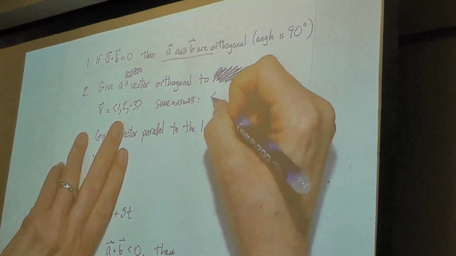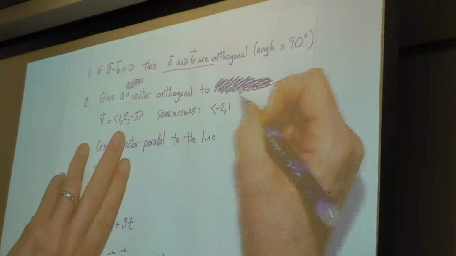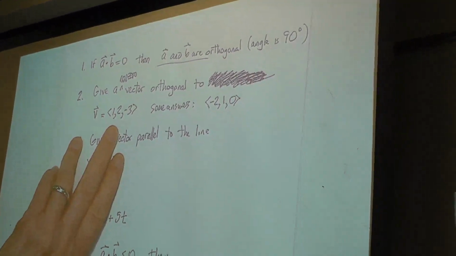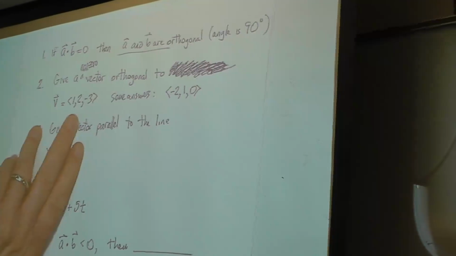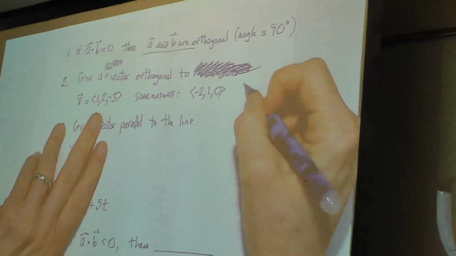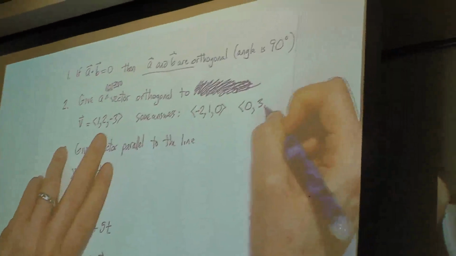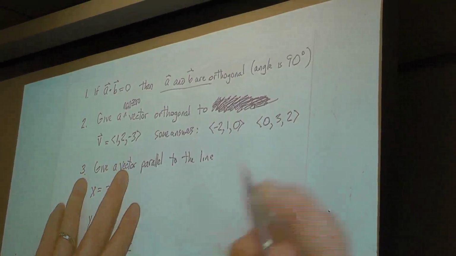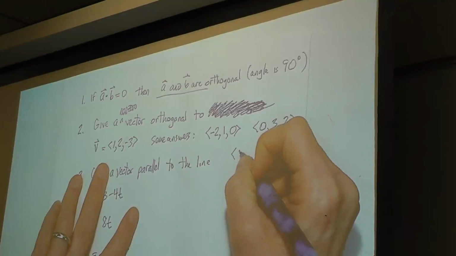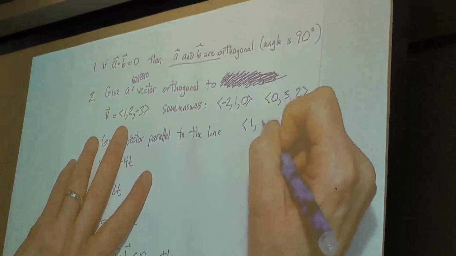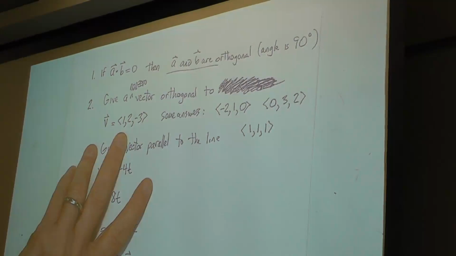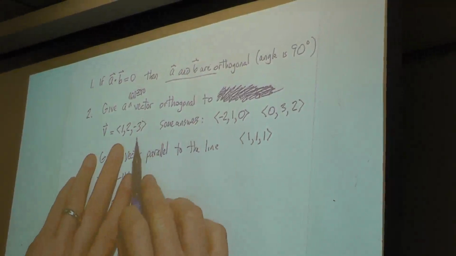Easy way to do that is to pick two of the coordinates, swap their location, and change the sign on one of them, and put a 0 in for the third component. You see what that does? Or you might have 0, 3, 2. Or you might have 1, 1, 1. That works. Just something where the dot product is 0.